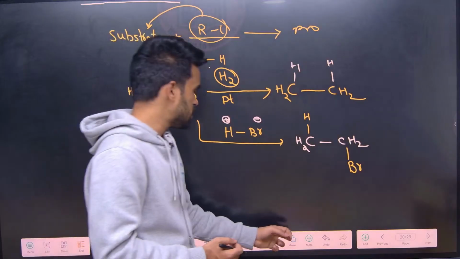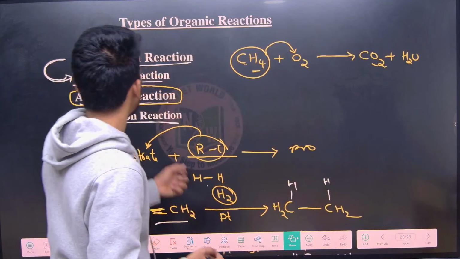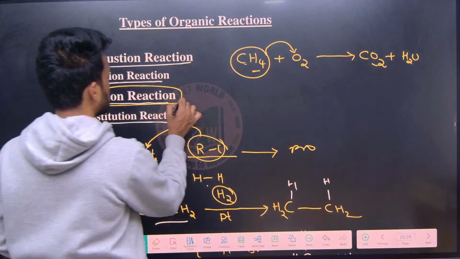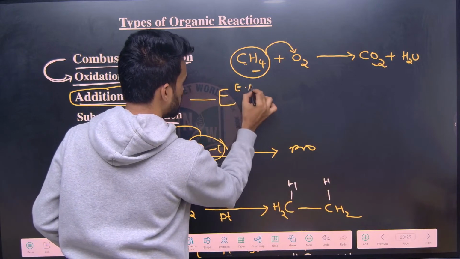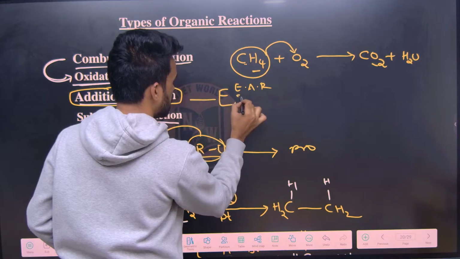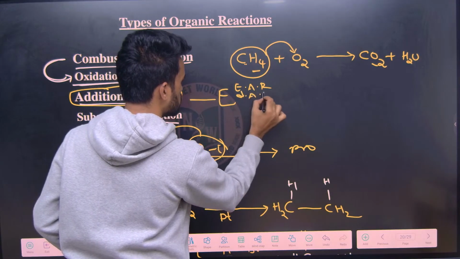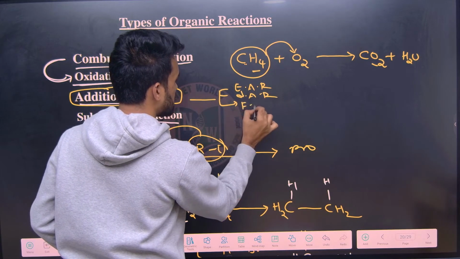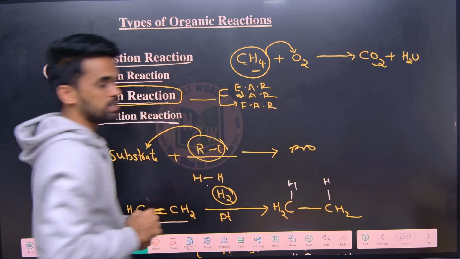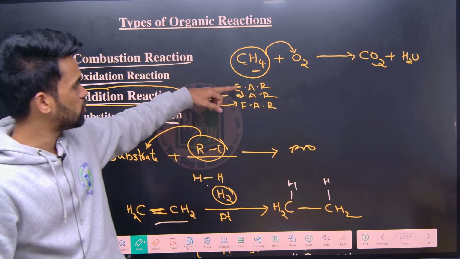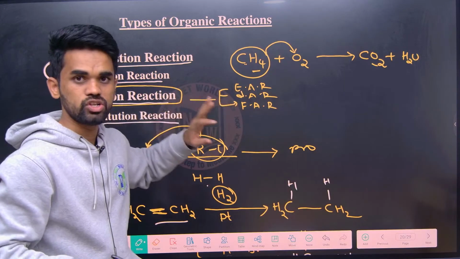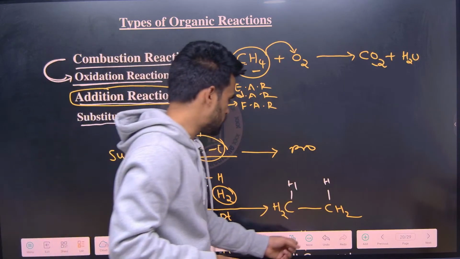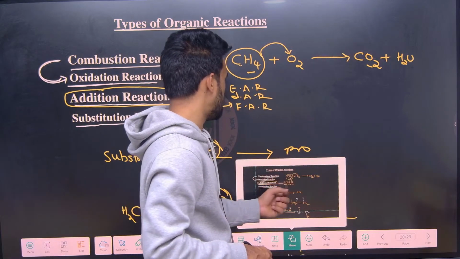Okay, so now these addition reactions are further classified as electrophilic addition reaction, nucleophilic addition reaction, and the next, free radical addition reaction. What are the three things we have seen? Electrophilic addition, nucleophilic addition, free radical addition. Okay, I will tell you about them, but first of all be clear with the names.